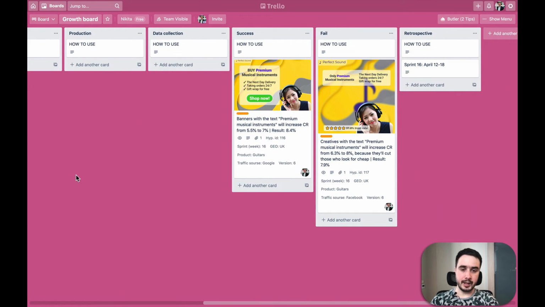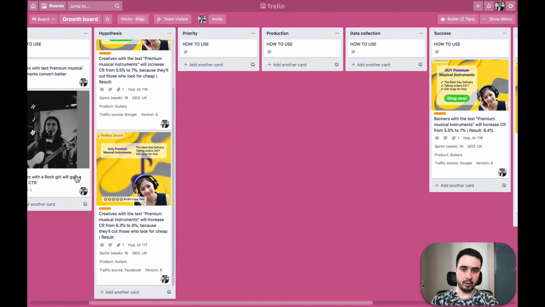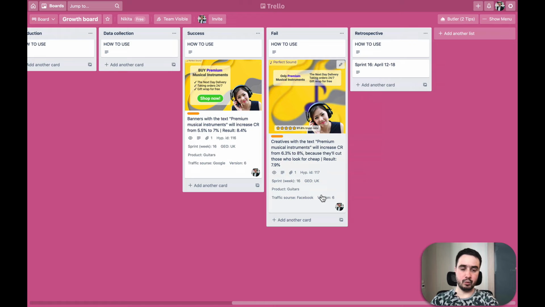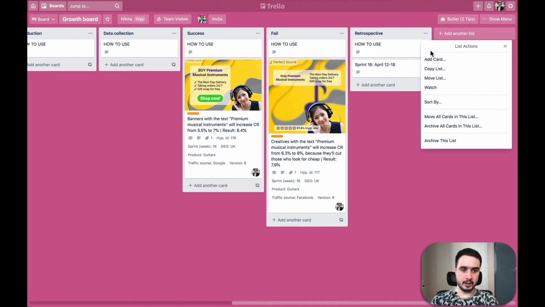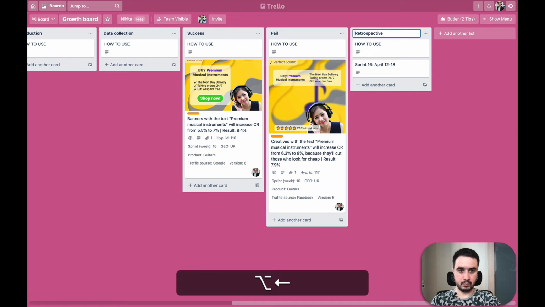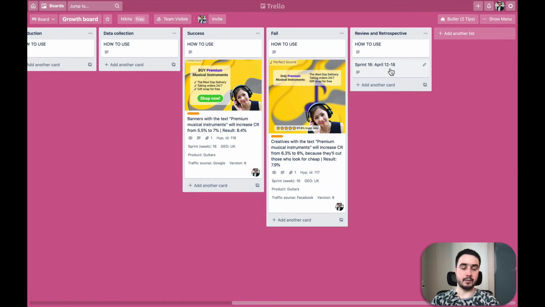And after you test your hypotheses over and over, you will get all the results here. When you have too many of them, you can create some curve of your cards and move them into other columns. And we have the last column, the review and retrospective column. I will rename it to review and retrospective. What does it mean and how to use it?